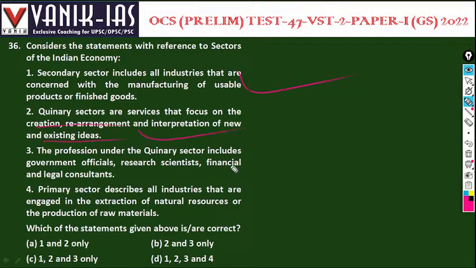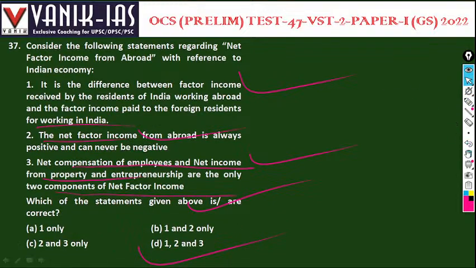That is the commercial sector. Professionals in the commercial sector include government officials, research scientists, financial and legal consultants, top level officials. The private sector describes all industries that are engaged in the extraction of natural resources, mining or the agricultural sector. So all the statements 1, 2, 3, 4 are correct. The third sector is your service sector.